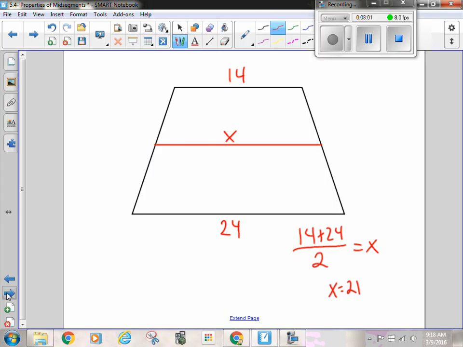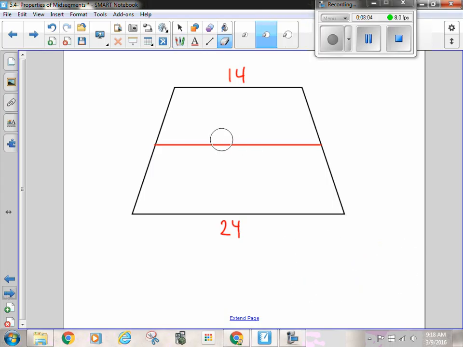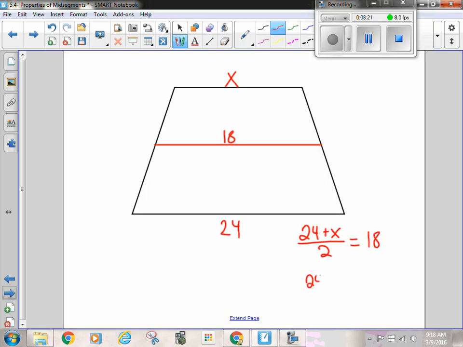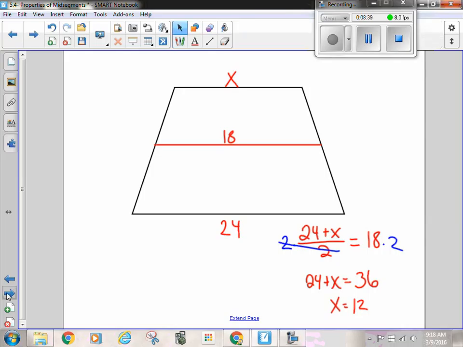Okay. Sometimes maybe we're told a base and a midsegment, and we need to find the other base. So let's say that this was 18, and we need to find now my other base. We're still going to set it up in the same formula. 24 plus x over 2, because that's my two bases, equals my midsegment. So 24 plus x equals, how did I get the 36? Well, I multiplied both sides by 2 to eliminate that. Okay, and now I can just go ahead and subtract over my 24, and I get x equals 12. So I find my other base. So use that idea that my midsegment is the average of my bases.